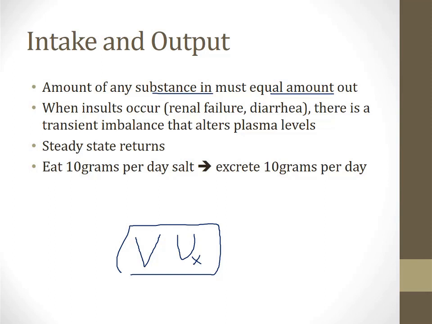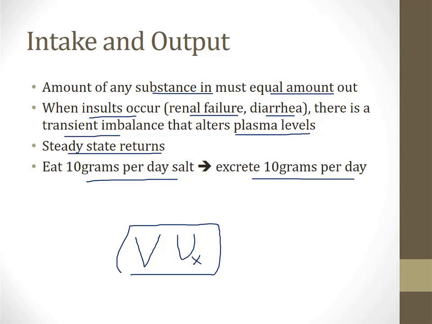Where this gets confusing, especially at the medical student level, is when an insult occurs, like renal failure or diarrhea, and you're asked what happens to the excretion rate. When one of these insults occurs, there's a transient imbalance that alters plasma levels, but then steady state quickly returns, such that if you're eating 10 grams a day of salt, for example, you're still excreting 10 grams a day. And this is something you have to understand.